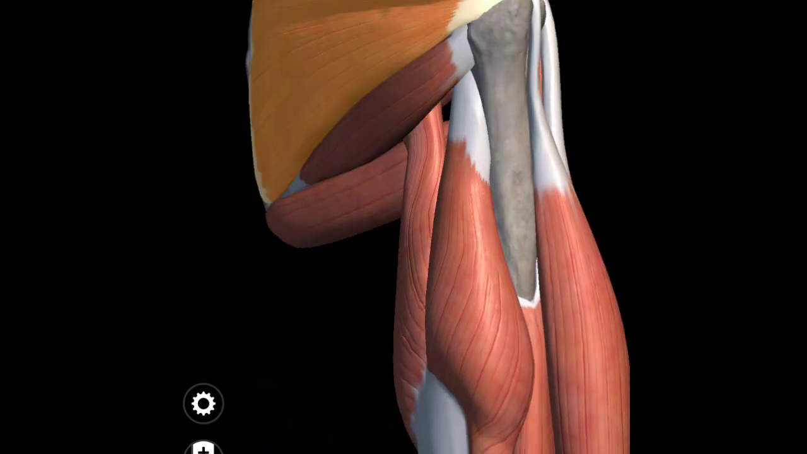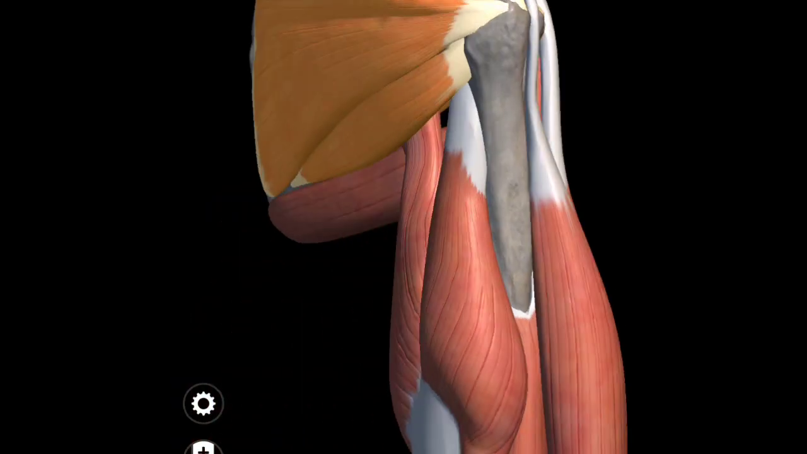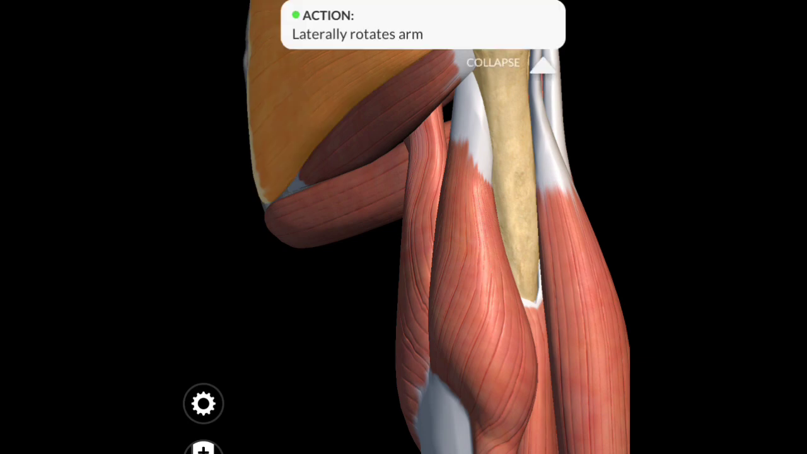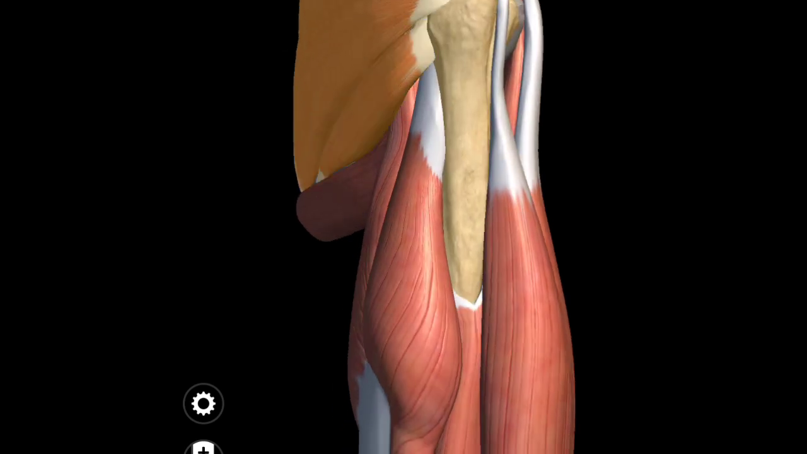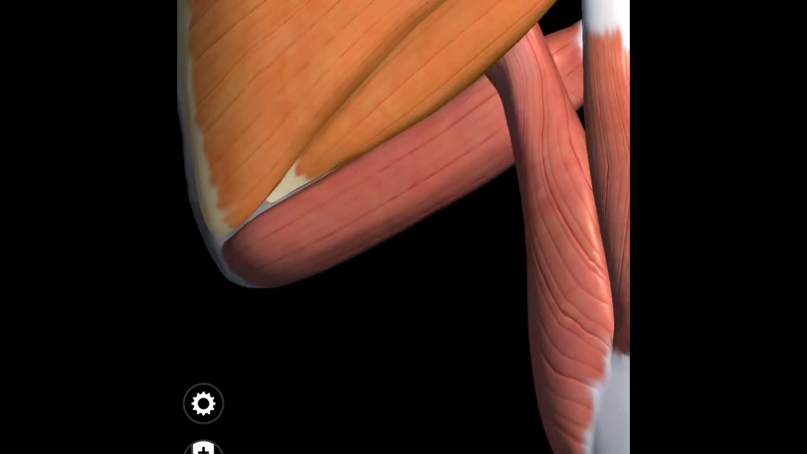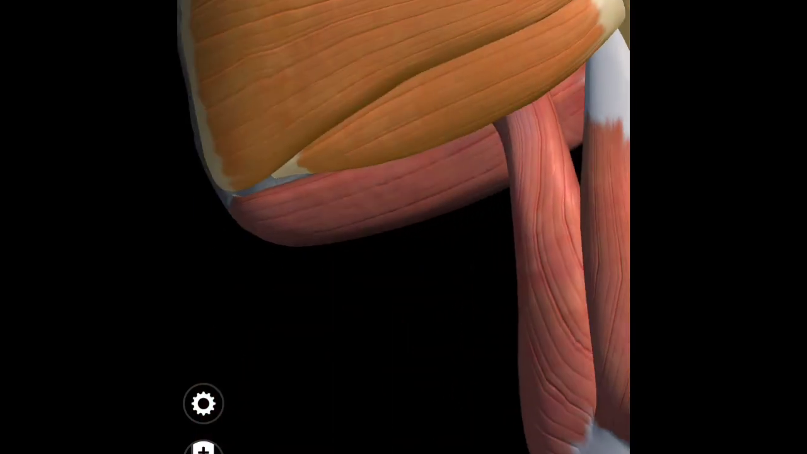Now just remove this rotator cuff muscle. Now wait, let's see which nerve supplies each muscle. The supraspinatus and infraspinatus are both supplied by the suprascapular nerve. And teres minor is supplied by the axillary nerve. Here you will see the axillary nerve come, and it supplies the teres minor.